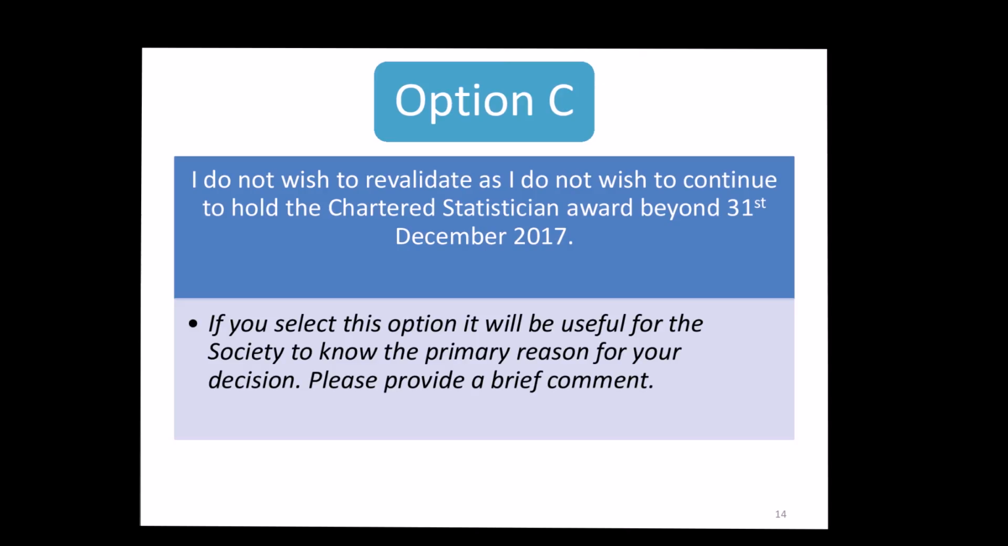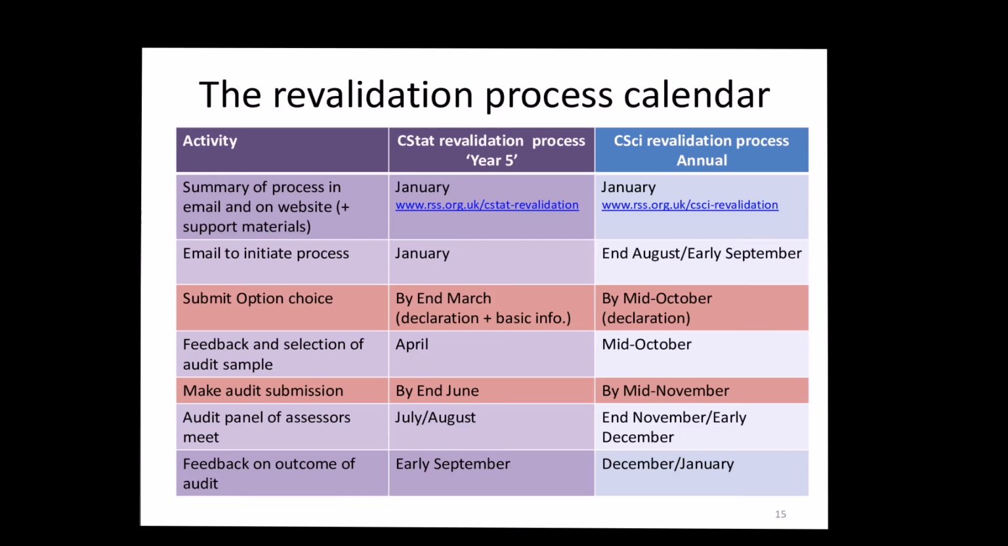Okay, so you've made your option choice, so let's return now and see what happens next in the process once we've got past the end of March deadline, and we see that on slide 15. If you look at this slide around the middle, we're going to talk now about the feedback and selection of audit sample stage, which is carried out in April.